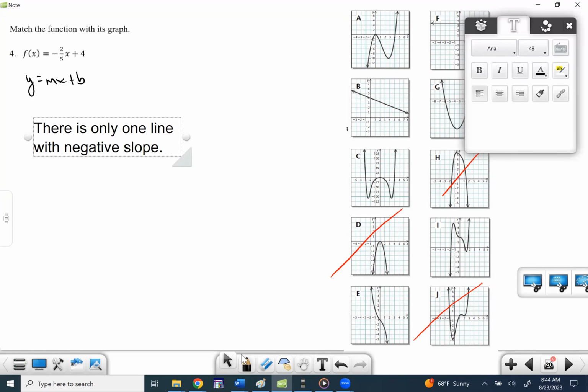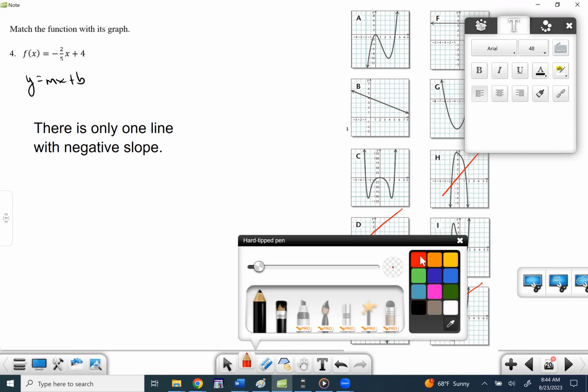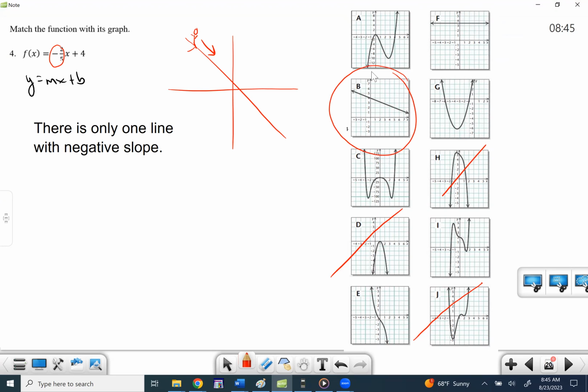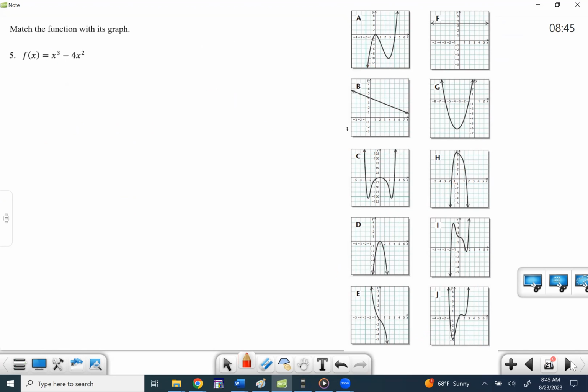All right, the slope is -2/5, you guys. So remember, negative slope means that it slants towards the left, right? Somebody going from left to right would be going downhill. So it looks like it has to be B for that one. So B, D, H, and J are gone.